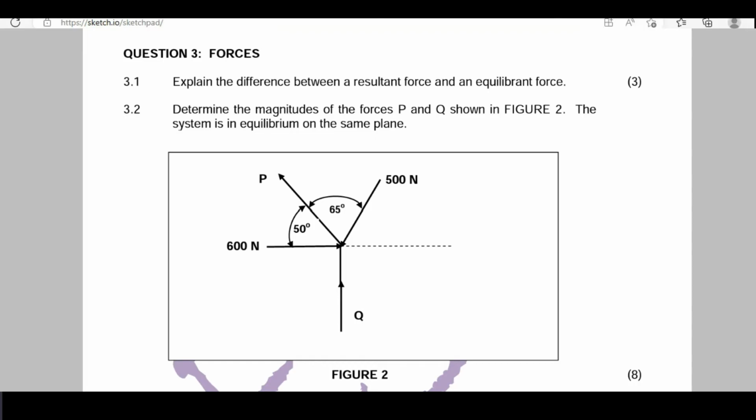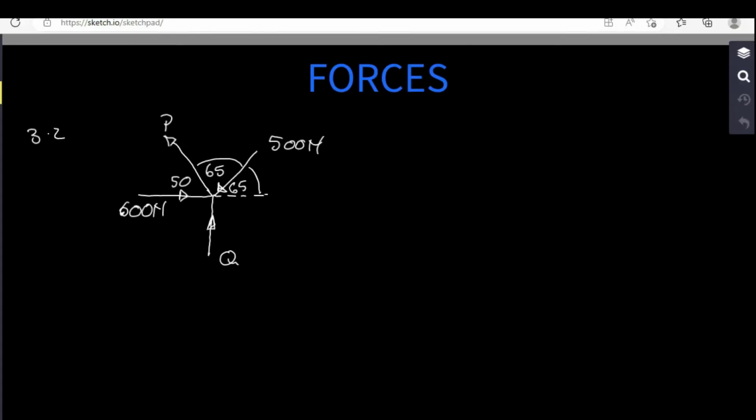So for us to be able to calculate Q and P, we are going to start with the sum of the forces going up is equal to the sum of the forces going down. The first force that is going up is Q. Do we have another force that will be going up? The vertical component of P will be going up.